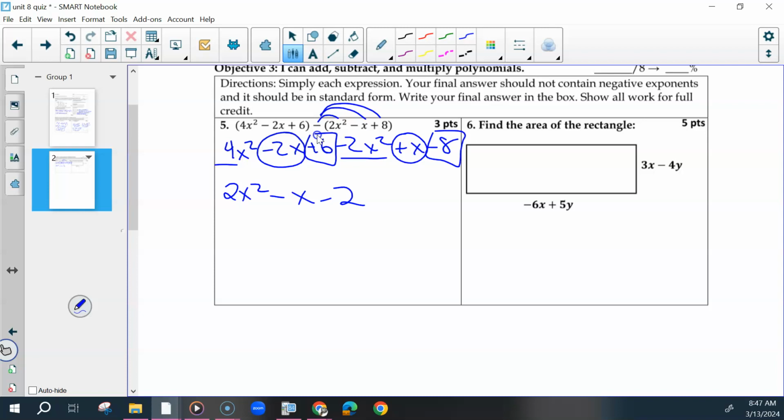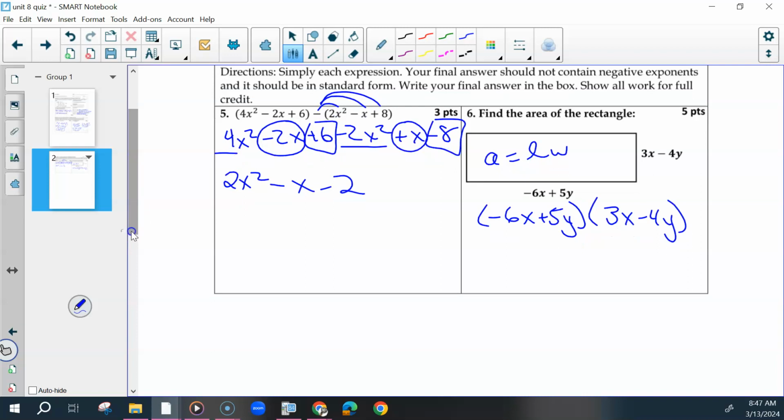Okay. And then 6, if we're finding the area of this rectangle, that's length times width. Some of us were doing perimeter. So make sure you know perimeter is adding up all the sides. Area of a rectangle is length times width, which means we're multiplying these 2 things together. And because these are 2 sets of binomials being multiplied together, we have to multiply everything to everything. Some of us did that, some of us did not. So you could use your double distributive method, your FOIL, your box method, any of those.